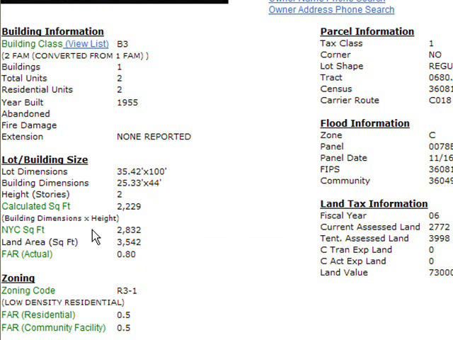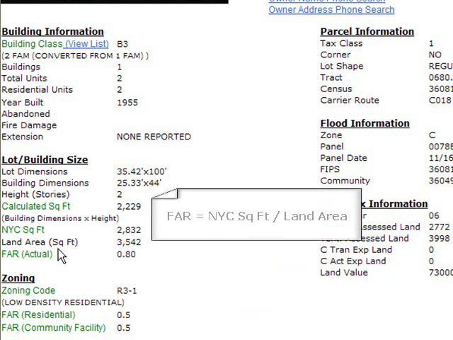Next, we have the land area, the square foot of the lot, followed by the floor area ratio, the FAR. The FAR is the ratio of the square footage of the building, the New York City square footage, against the square footage of the lot. In this case, the FAR is 0.8, which means that 80% of the lot is encompassed by the building.